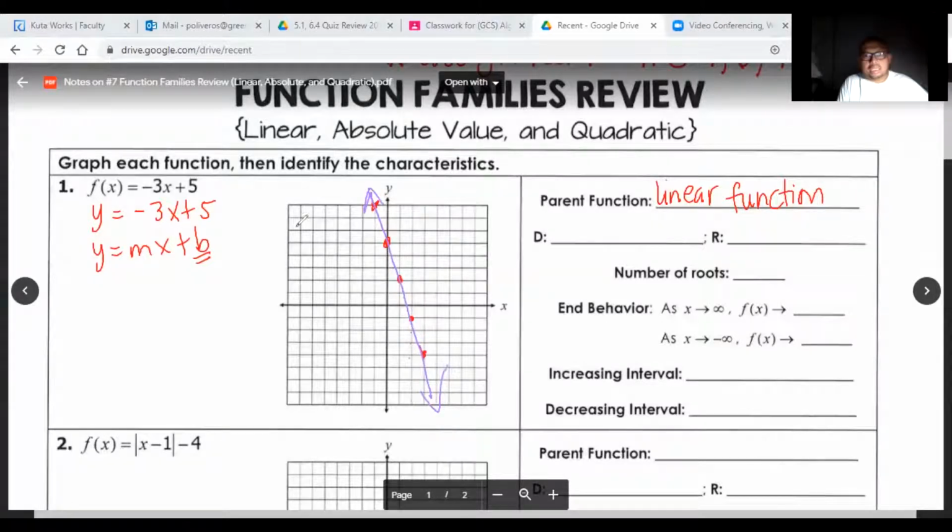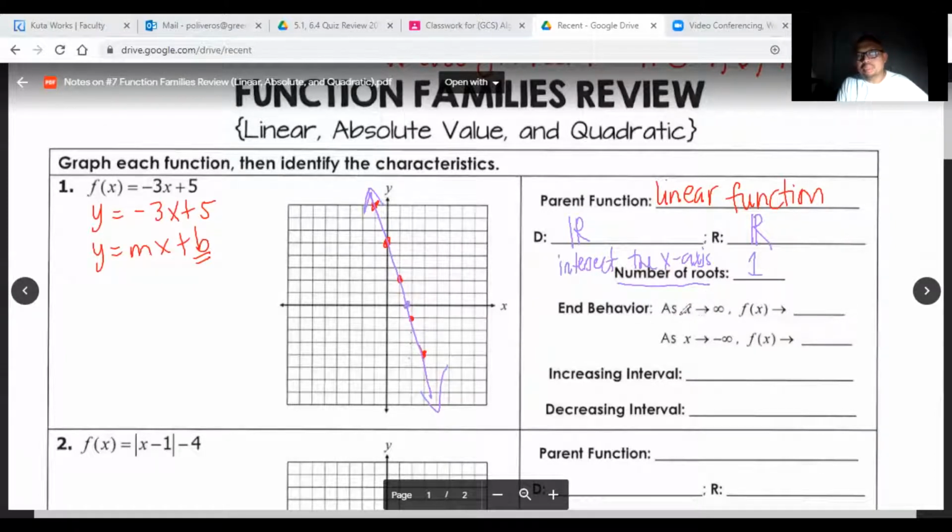And you know the domain there is all real numbers. The range there is all real numbers. Number of roots means how many times it intersects the x-axis. In this case, it's only once. It crosses only once, on this purple point.